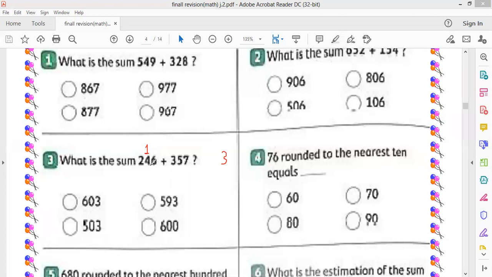1 plus 4, 5, excellent. And 5 plus 5, 10. We write 0 and raise 1 to the next place. 1 plus 2, 3, and 3 plus 3, 6. 603.